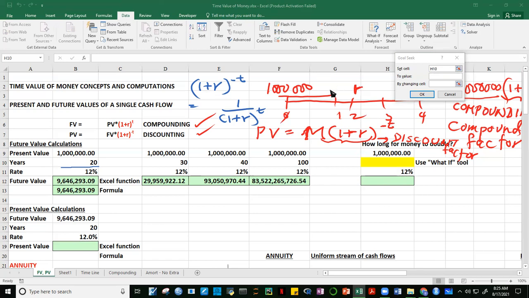So, sige nga, gawin natin yon. Okay. Set cell H12 to what value? To 2 million by changing what cell? Ito. Ganun ba, guys? Wala tayong makukuha dyan. Ano sabi, guys? Dapat may formula to. Ano yung formula natin dito? Okay, ano suggestion natin?